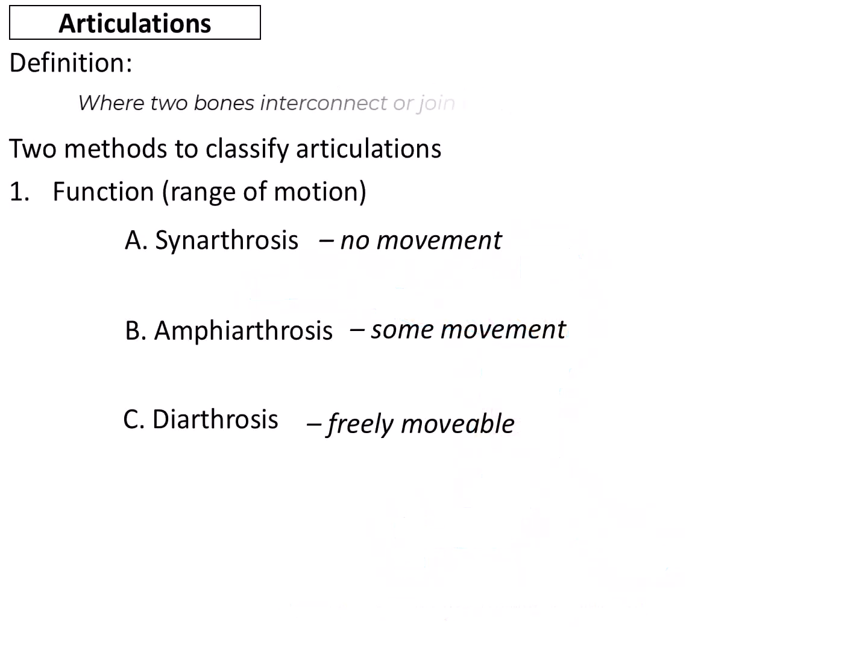An articulation is where two bones interconnect or join together. In other words, we are talking about the joints between two bones. There are two different methods to classify articulations, and these are based on the function of the joint and the structure or anatomy of that joint. The first way joints are classified is based on function.